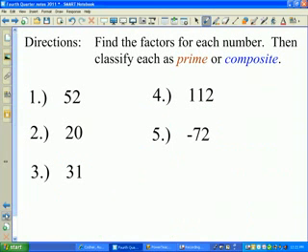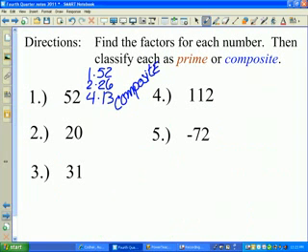So now let's see if you guys understood that. Looking at it, we're going to find the factors for each number, then classify each as either prime or composite. So let's look at number 1. We have the number 52, and I know I can say 1 times 52 will give me 52. But what else? Are there any other numbers multiplied together to give me 52? I can say 2 times 26, right? And I can also say 4 times 13. So I have more than 2 factors here that can multiply together to give me 52. So in this case, we have what's called a composite number right here.